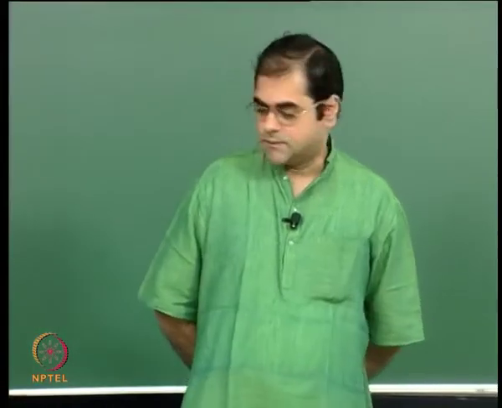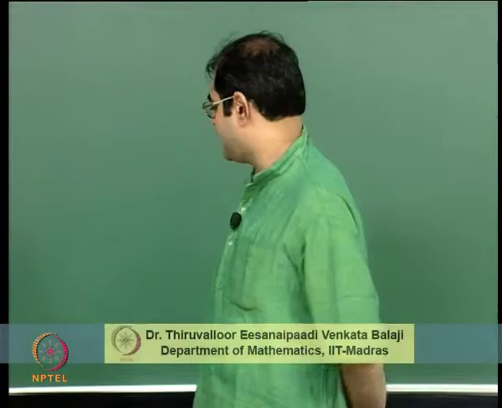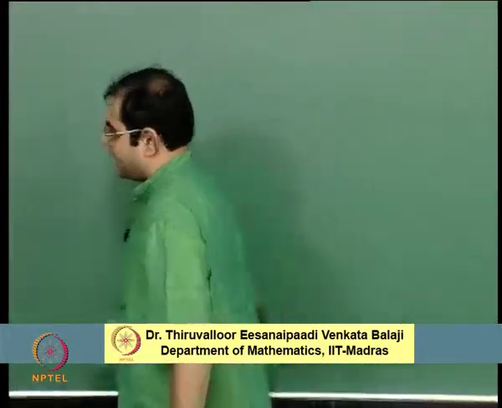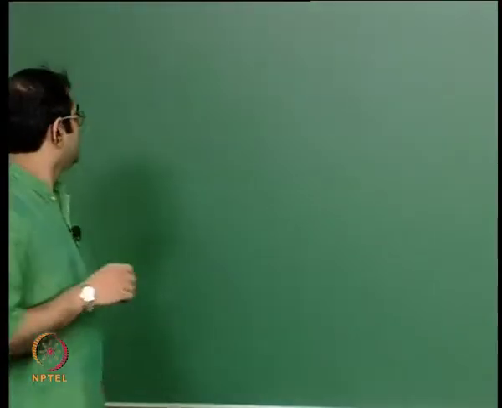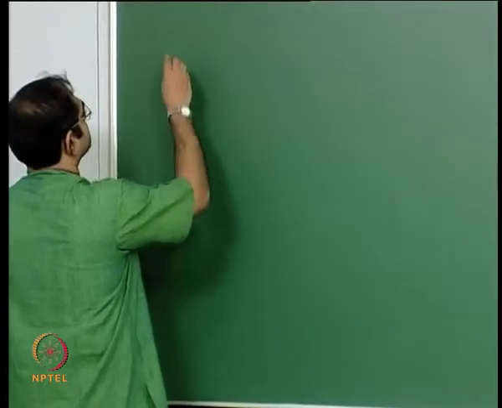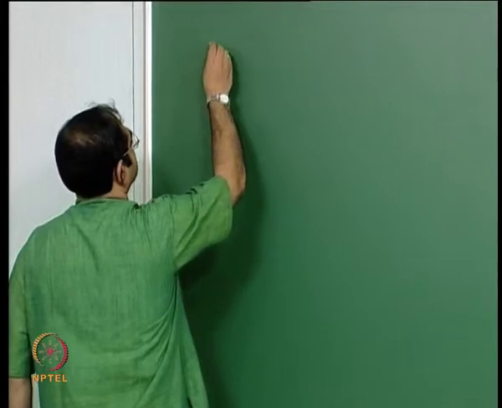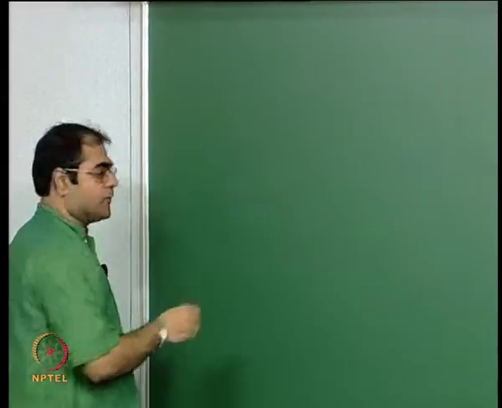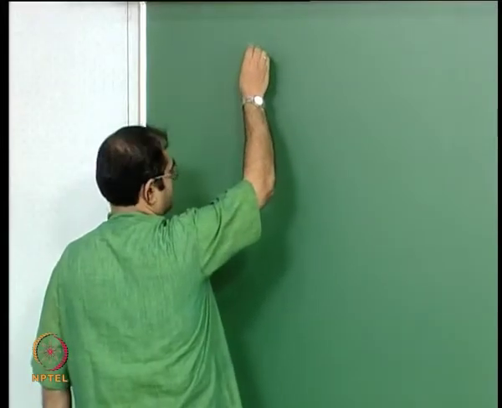Okay, so let me try to recall where we are at this point of our discussion. So we have this region script D. Okay, so let me draw that.